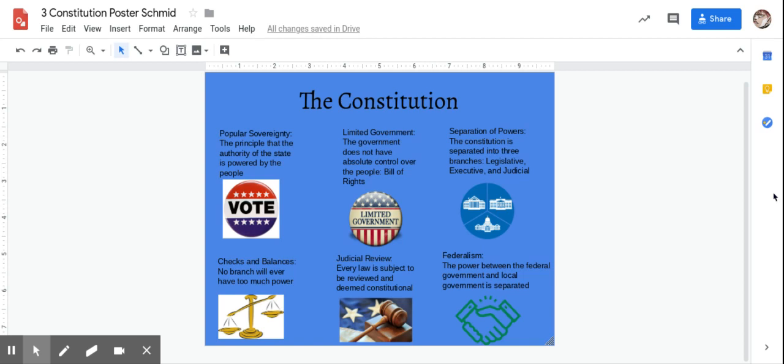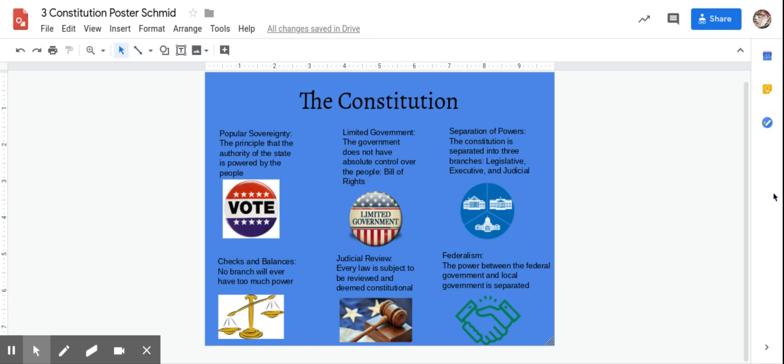I created a poster that explains the 6 principles of the Constitution. This poster explains the main ideas of each principle and includes ideas of what each principle is best represented by. The first principle is popular sovereignty.